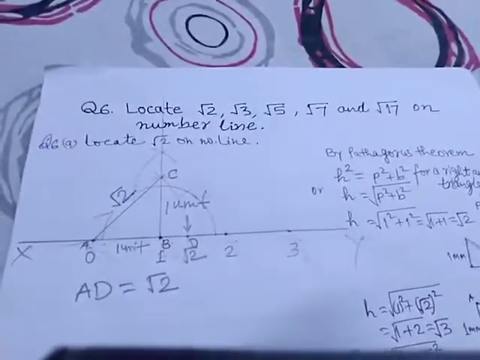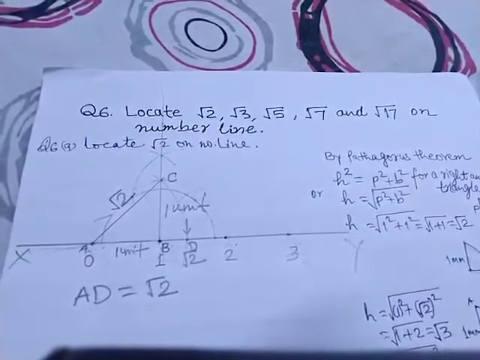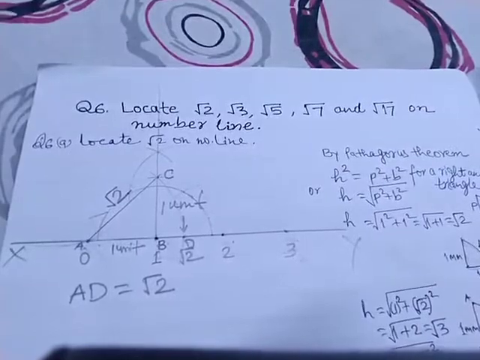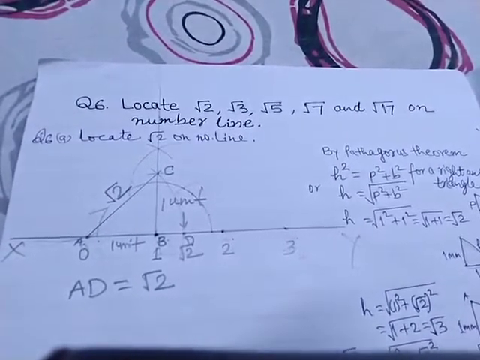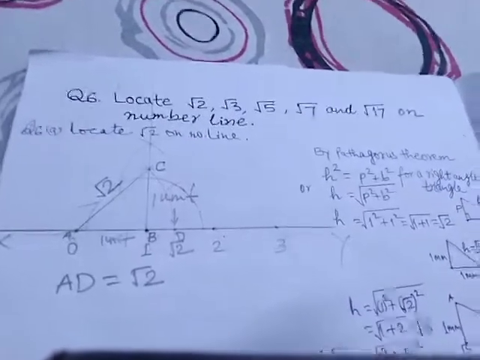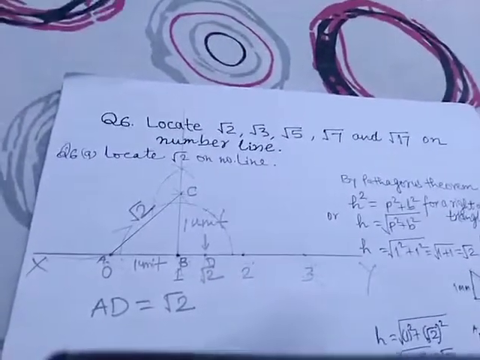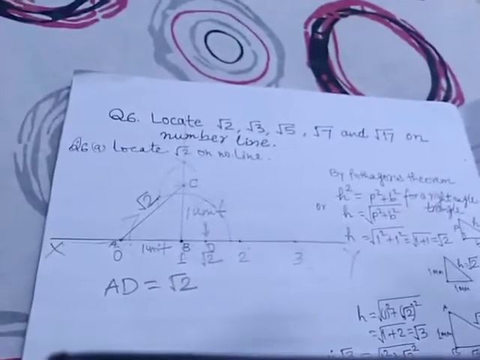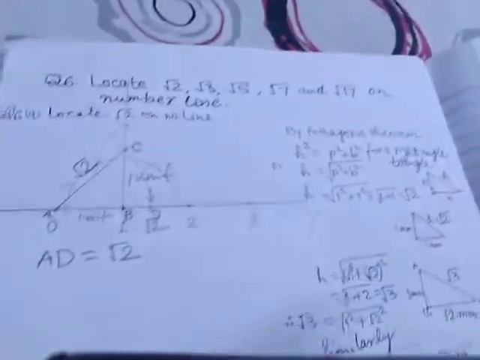Students, today I am going to teach you how to locate irrational numbers on the number line. Okay, so the question will not come at a time like draw root 2, root 3, root 5, root 7 number line. This will come individually, like only to locate root 2 or locate root 5, like that. I have given this question for practice to locate all these irrational numbers.